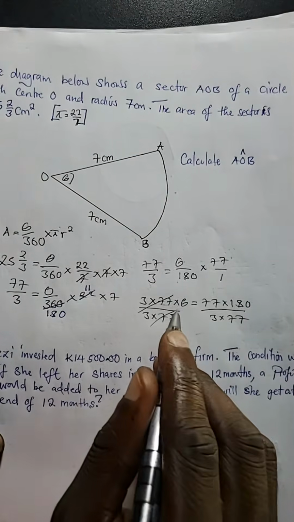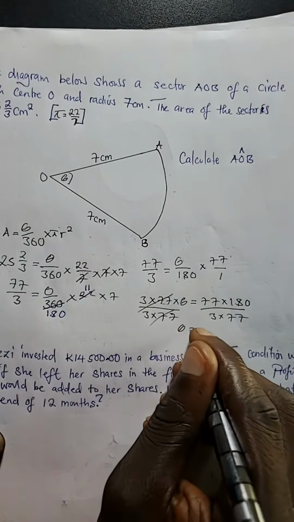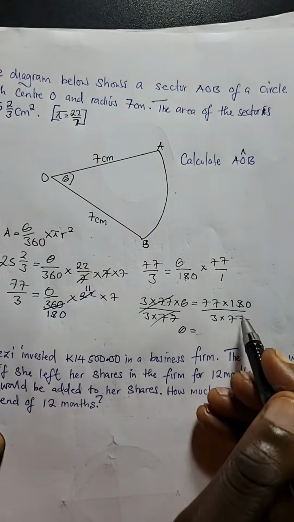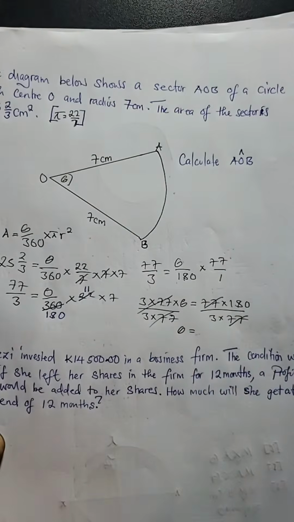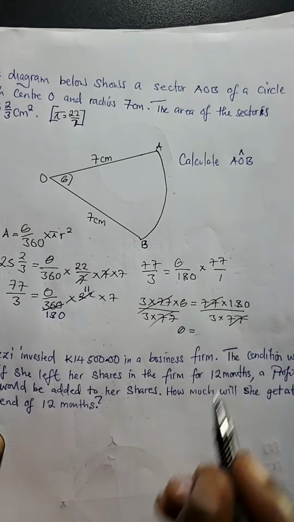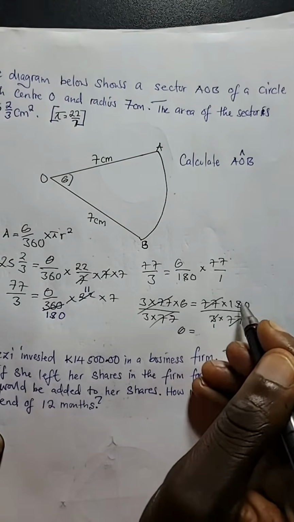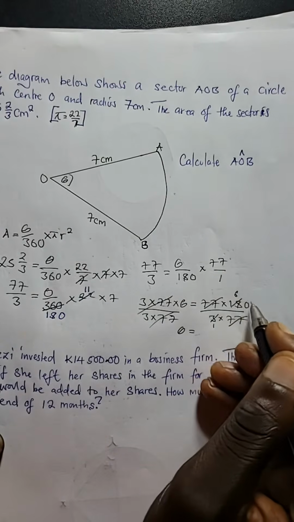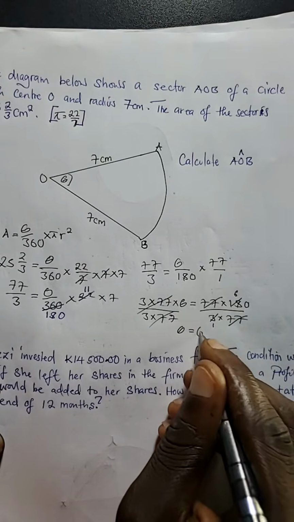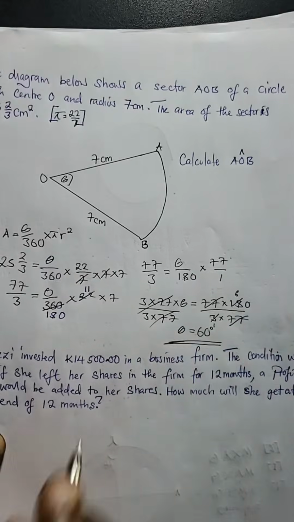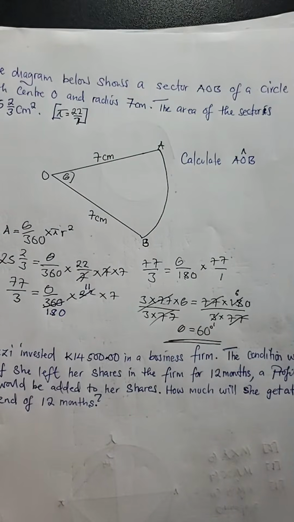Now look at this. Here we're just remaining with the angle we're calculating, which is theta. Now check, 77 and 77 will cancel. 3 can go into 18 6 times, and we have a 0, so it becomes 60 degrees, and this is the answer. Simple, right? The key is don't multiply just to show that you are multiplying. This is mathematics paper 1.